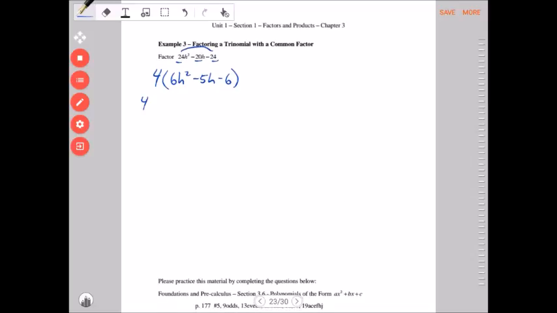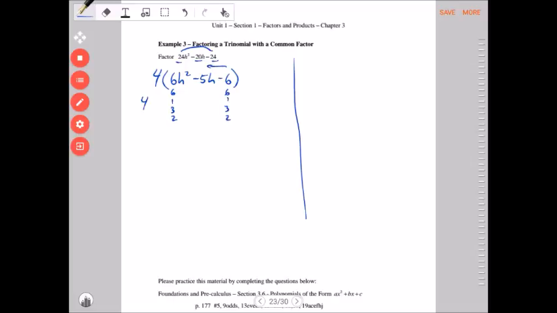Okay, you know what? I'm going to do this twice. You don't have to. You just pick a way. But I'm going to show you each way again so you can choose which way you want to do. Okay, so the factors of 6 are 6 and 1, and 3 and 2.